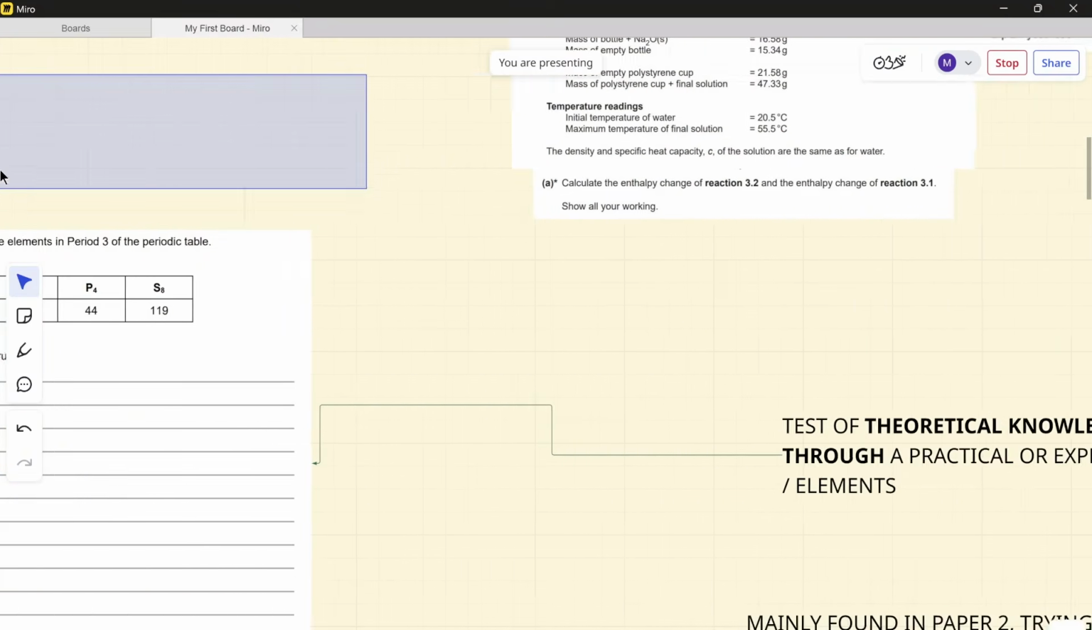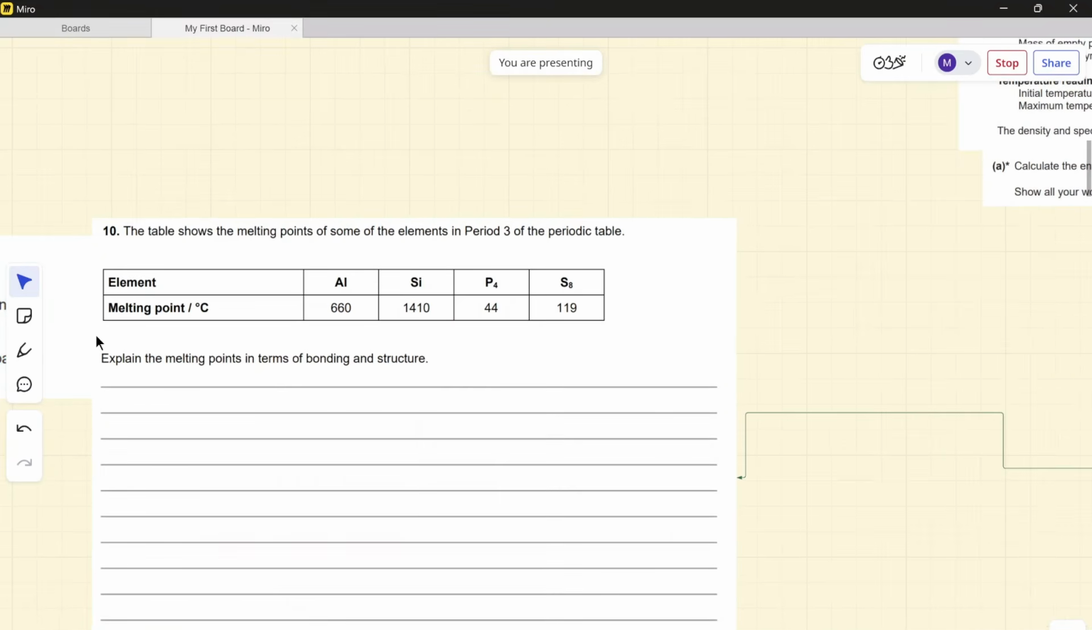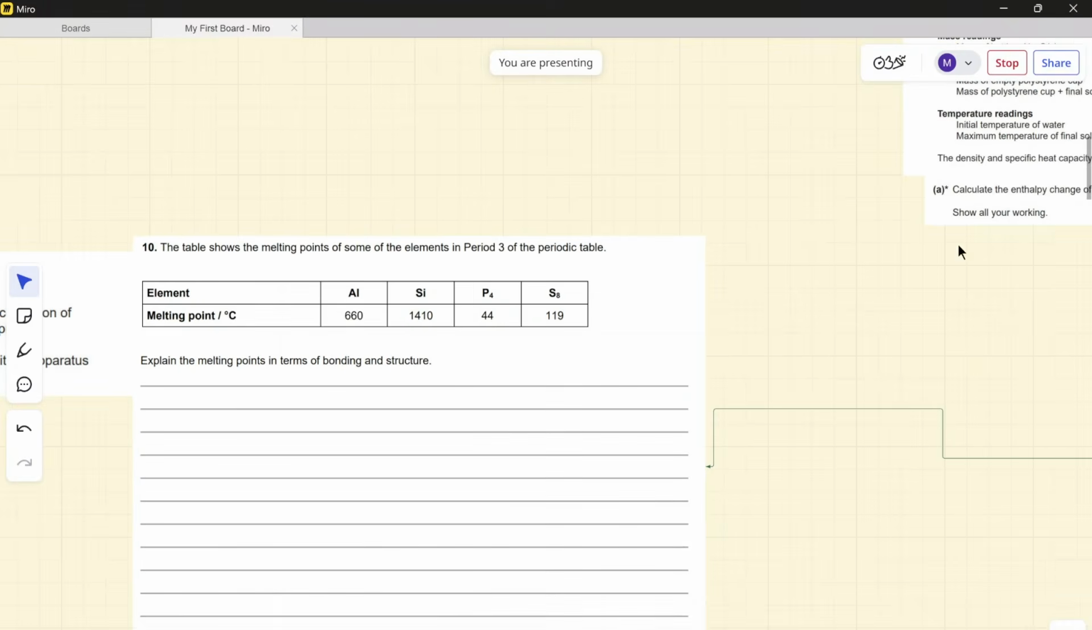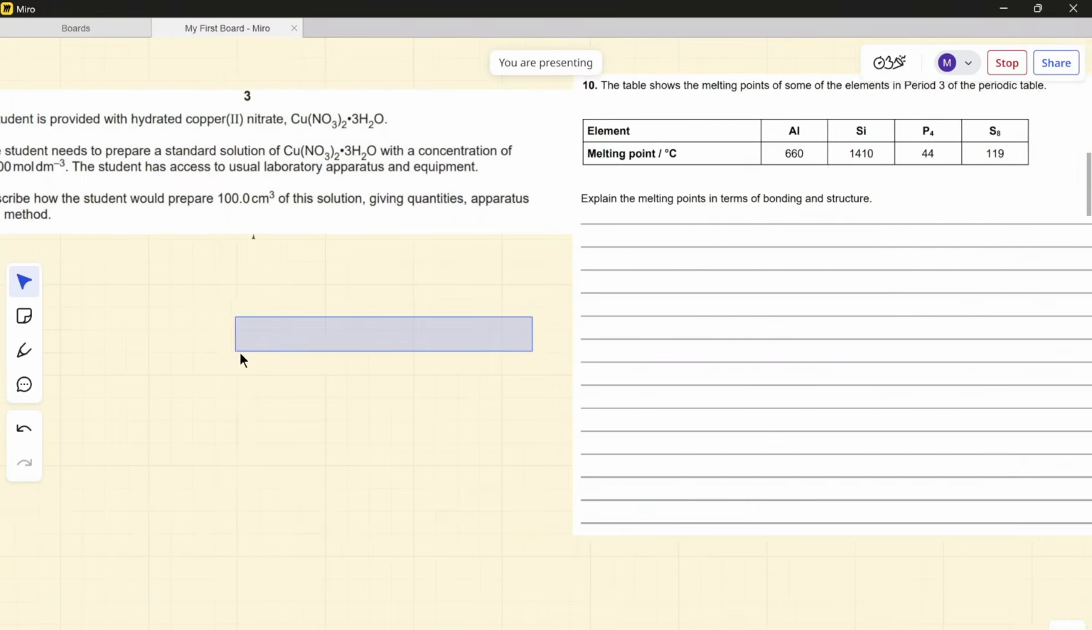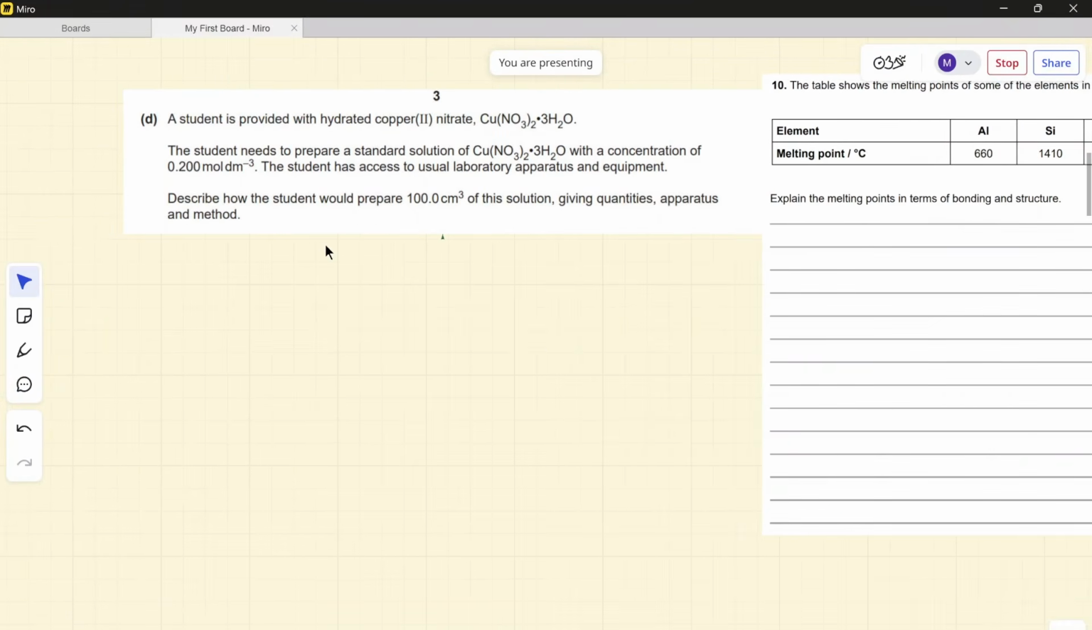Now, onto the theoretical questions. Here is a perfect example. Explain the melting points. They just want you to explain and look at all those lines, right? And over here, it says describe, but the reason why I would classify it as an explanation question is because you're just talking. You're just going through the ways to make a standard solution.